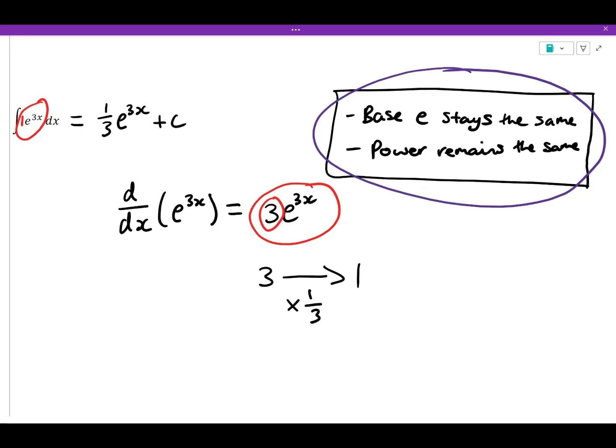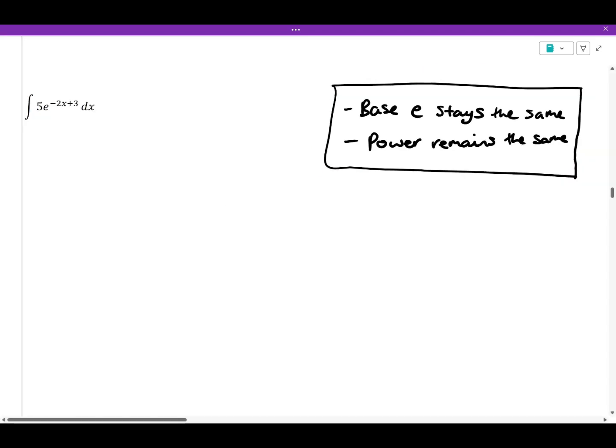Let's have a look at another one. So here's our next integral. So let's try and carry out the steps. So the base e stays the same. And then our power remains the same. So that's looking a little bit more complicated here. We have negative 2x plus 3.